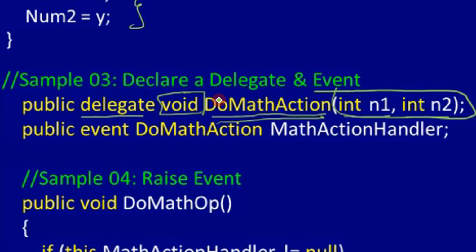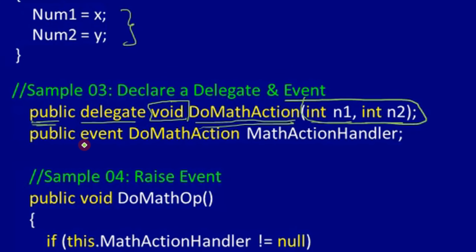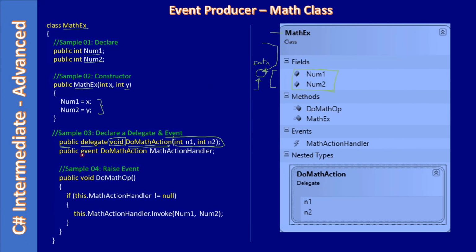To tell this is a delegate, we use the keyword delegate, and this one is the access specifier for the delegate. That means this delegate can even be used outside the math class, because we are specifying the access specifier as public. Next, we define an event, and here you can see DoMathAction operates on two parameters, n1 and n2.